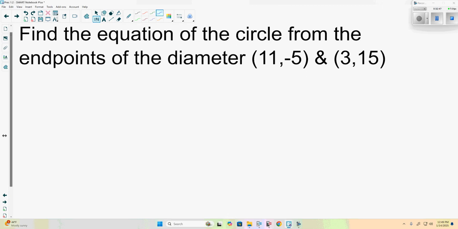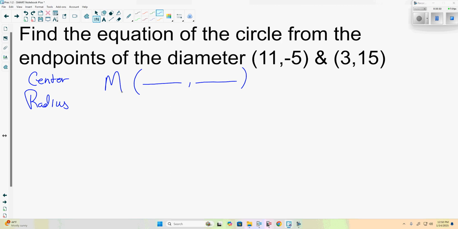Last problem that we're going to do here. Find the equation of the circle from the endpoints. This is the hardest one with circles because they gave us the diameter. They did not give us the center and a point on the circle. So the two things we need to find are the center and then the radius. I find it's easier to find the center first, because the center of the circle is going to be the midpoint of the diameter. Because the diameter connects 2 points on the circle and goes through its center.